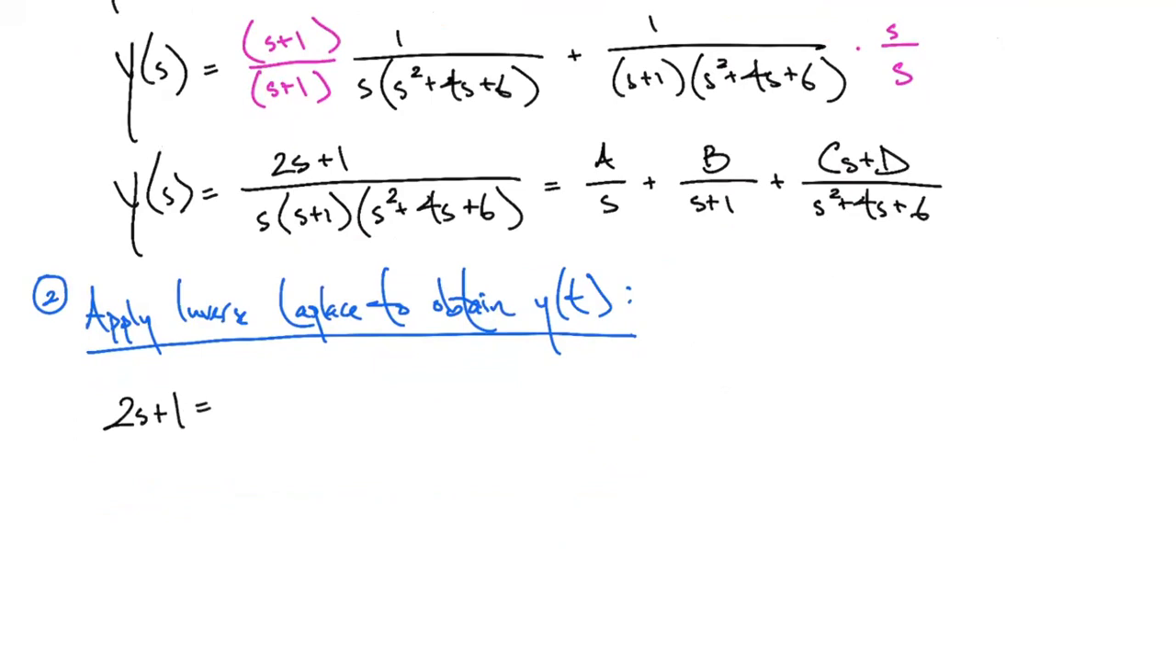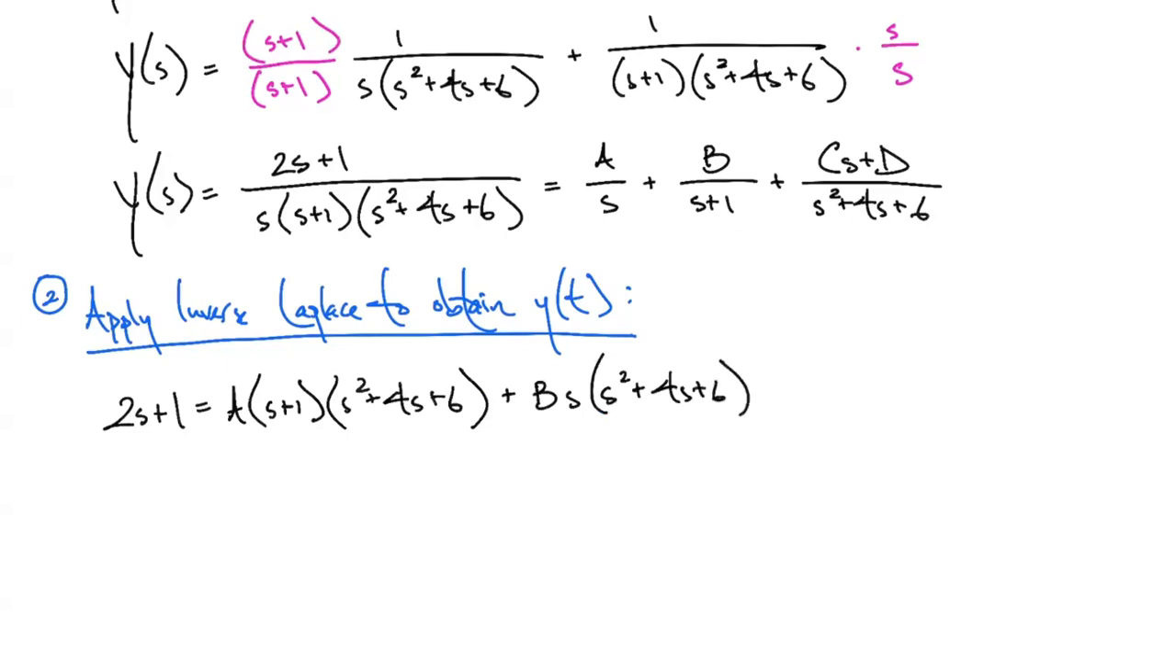And on the right-hand side, I'm going to have A times s plus 1 times s squared plus 4s plus 6, plus B times s squared plus 4s plus 6, plus, I think this is a place where parentheses are really important, Cs plus D times, I'm going to have to multiply by both of these. So I have an s and an s plus 1.